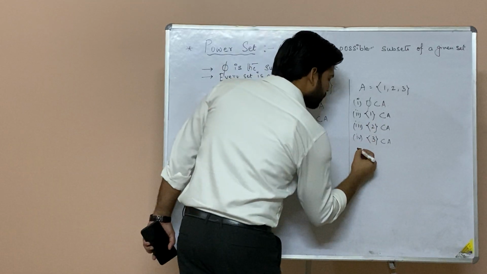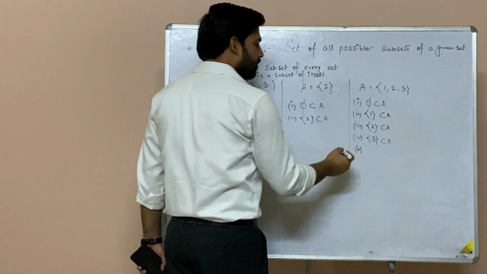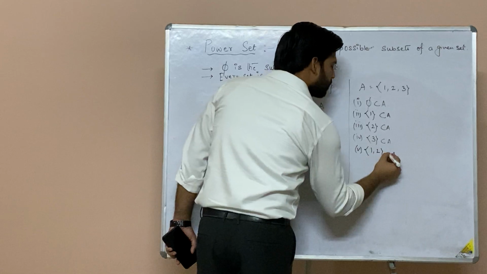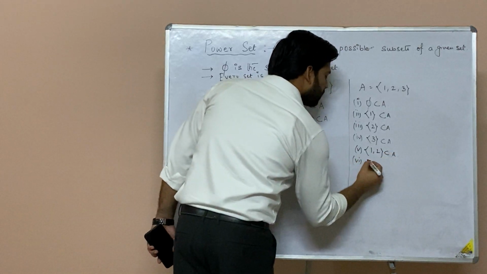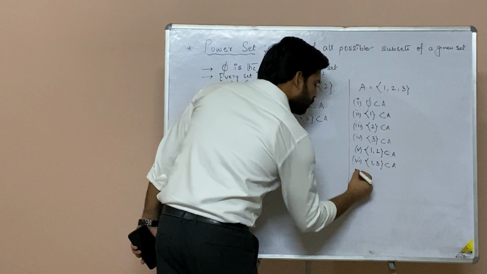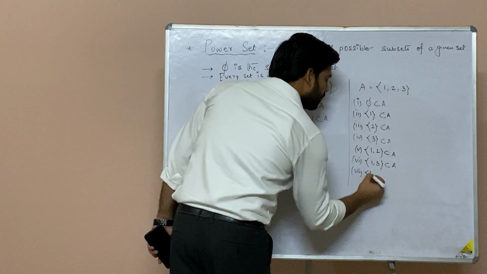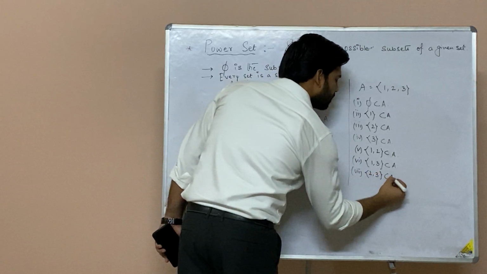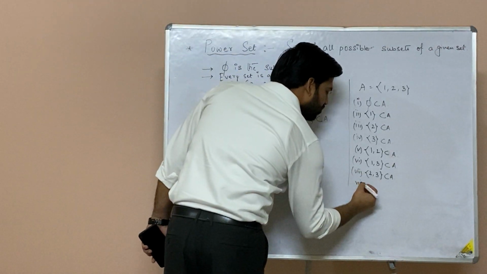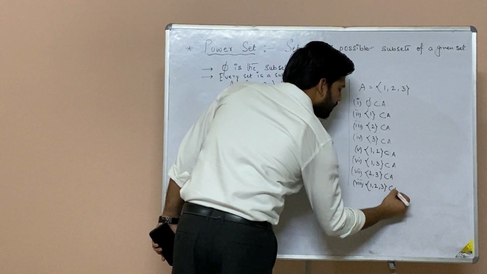Apart from that, fifth one, now start taking 2 elements. That means 1 and 2 combined is a subset of A. Then next one, 1 and 3 combined is a subset of A. Then the next one, 2 and 3 is again a subset of A. And the last one, taking all 3 together, that means the set itself is a subset of itself.